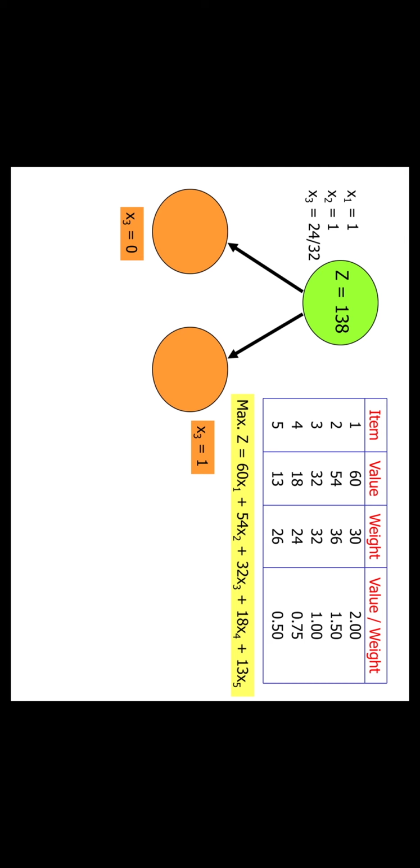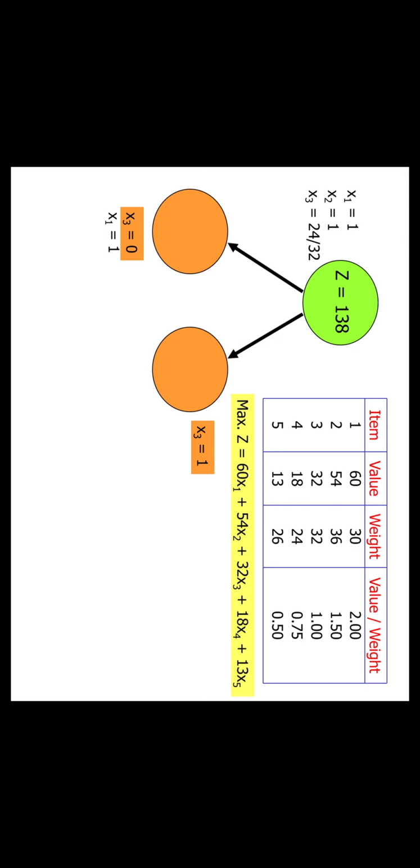For the left branch, we are assuming that x sub 3 is equal to 0. Looking at our data, the item with the highest value to weight ratio is item number 1. It has a weight of 30 pounds. So adding that to the fact that item number 3 would not be placed inside your knapsack, it is still within your 90-pound capacity, and therefore x sub 1 representing item number 1 gets a value of 1.